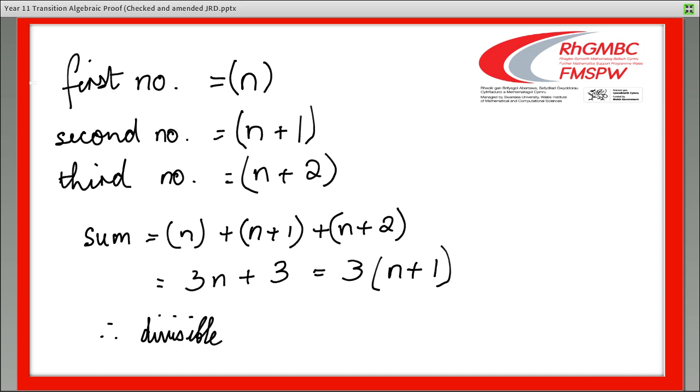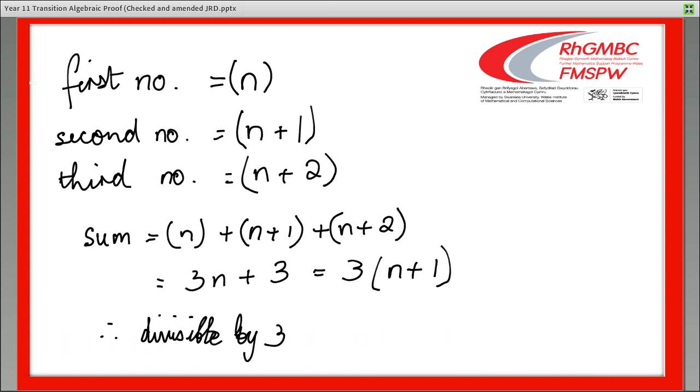Divisible by 3. There we are. So that's where that one comes in. But it's about that first choice. The first number is n.